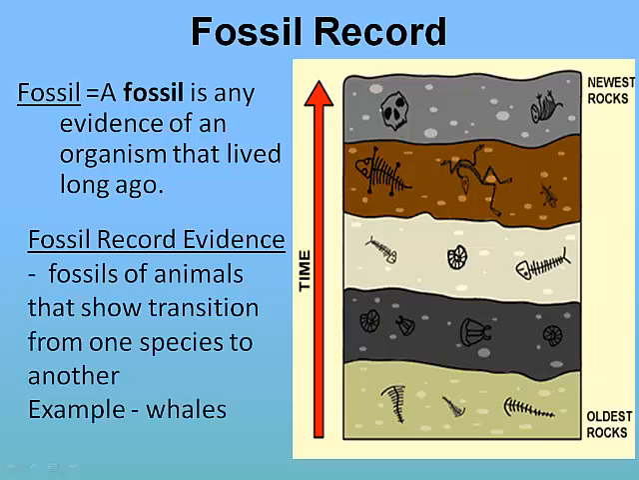The way the fossil record can be evidence of evolution is that if we find fossils that show transition between two species. In other words, if we find fossils that are an intermediate between two species, that can be evidence of evolution. Let's watch a movie about whale evolution.